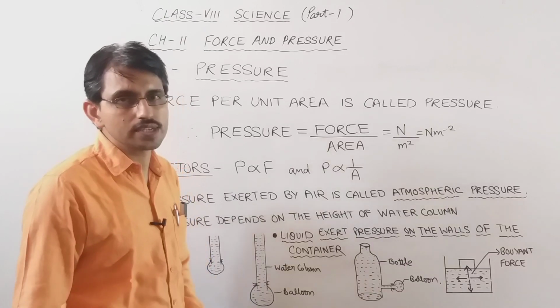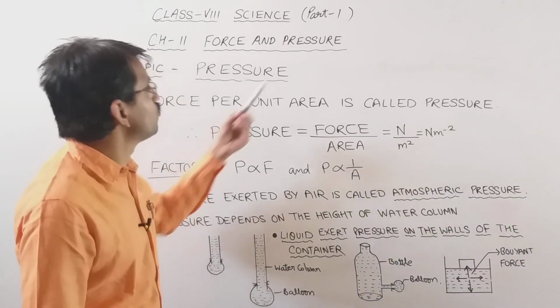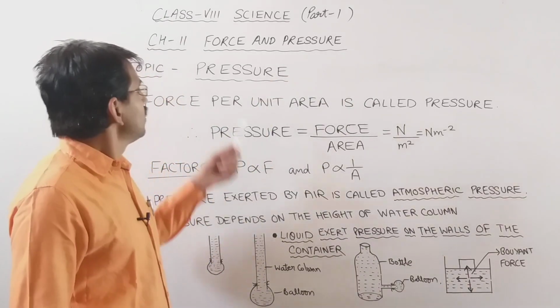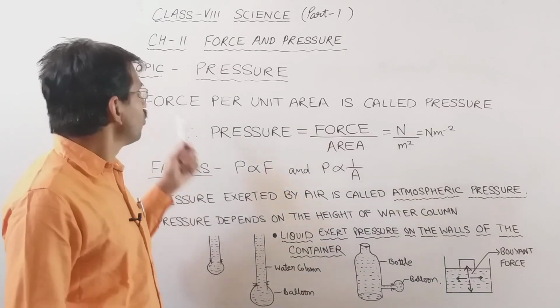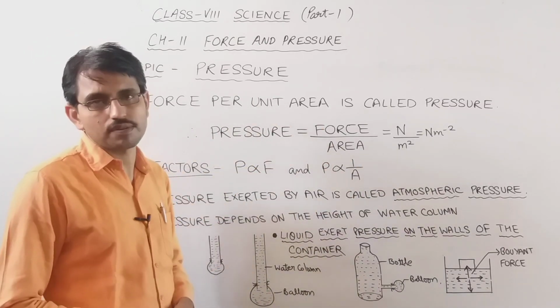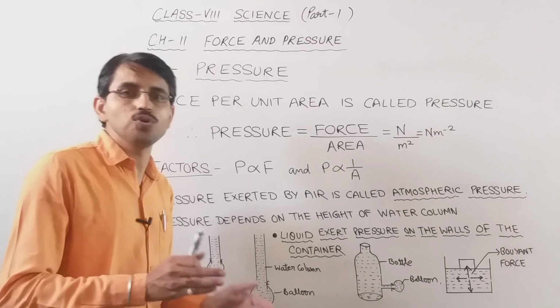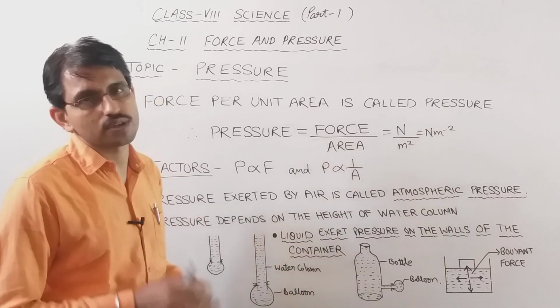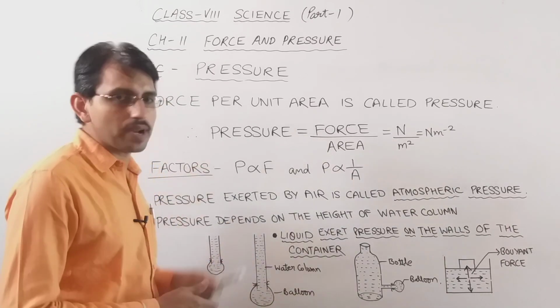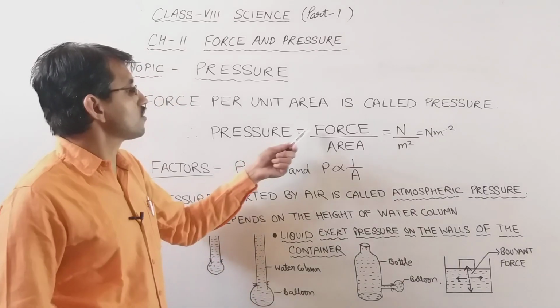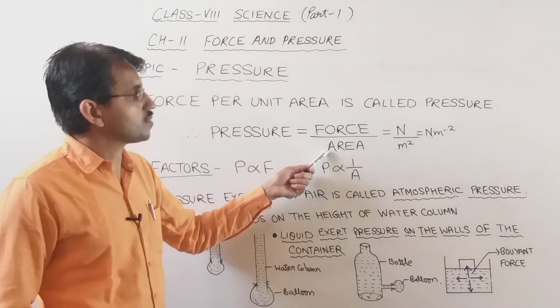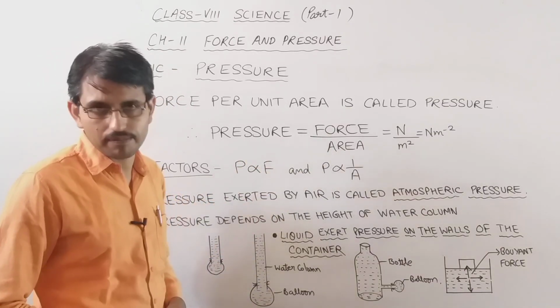Now we will talk about the second part of this chapter, that is pressure. What is pressure? Force per unit area is called pressure. So what is the formula of pressure in physics? Pressure is equal to force upon area, or P is equal to F upon A.